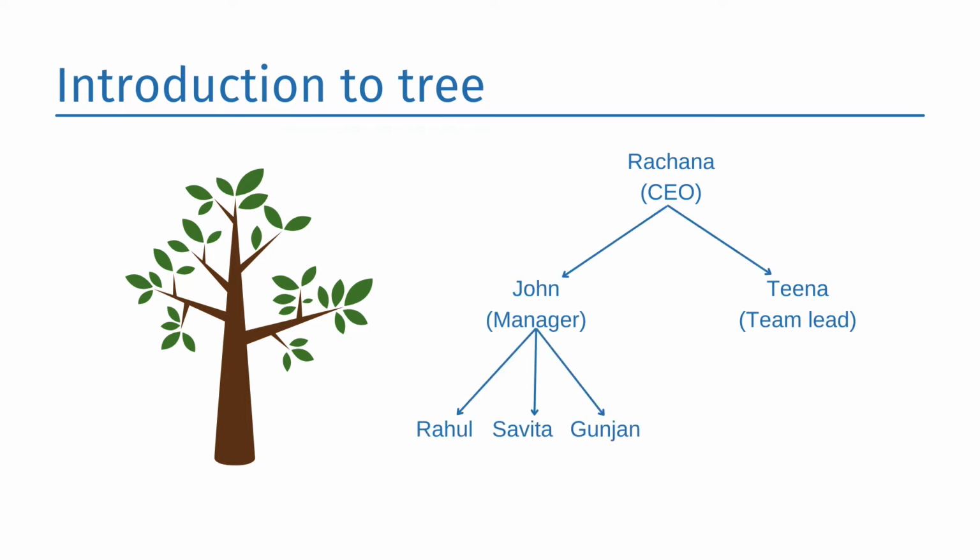Then John has three direct reports, Rahul, Savita and Gunjan. John is the manager of these three, and Tina also has two direct reports, Raghavi and Shankar. Tina is the team lead of these two, and Raghavi has one direct report, Sneha. This particular structure you are seeing here is a tree.